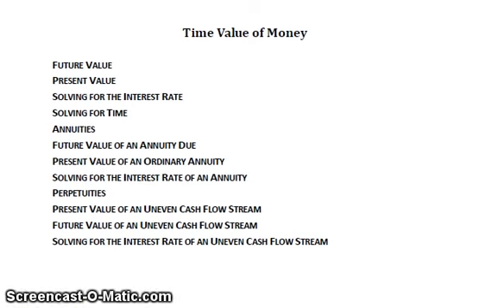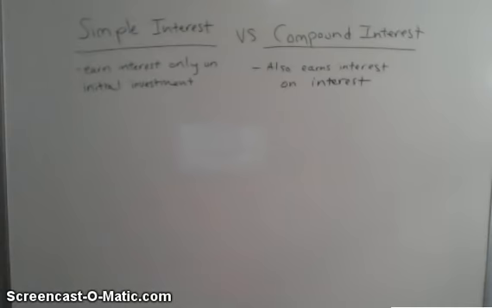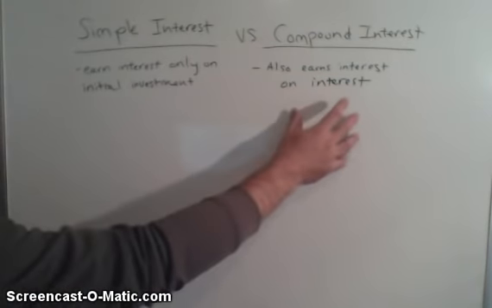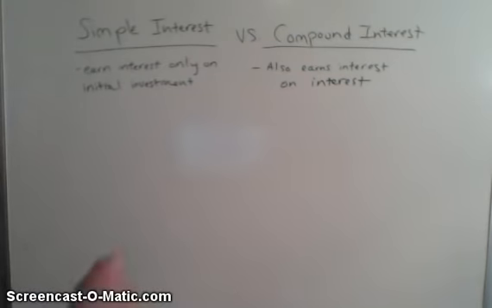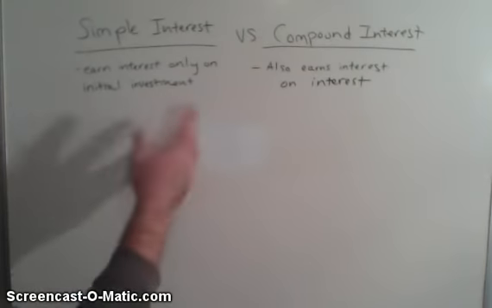Alright, as we go through this lecture, we're going to do problems based on all these different topics I've listed up here. But this first lecture, we're just going to start with a simple concept, which is the difference between simple interest versus compound interest. Most investments grow at what's called a compound interest rate. What's it mean to be simple versus compound?